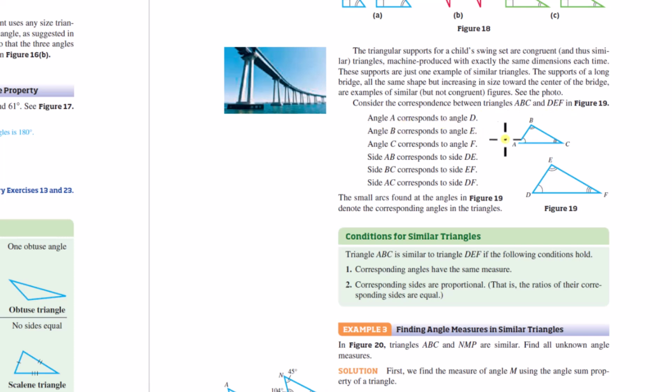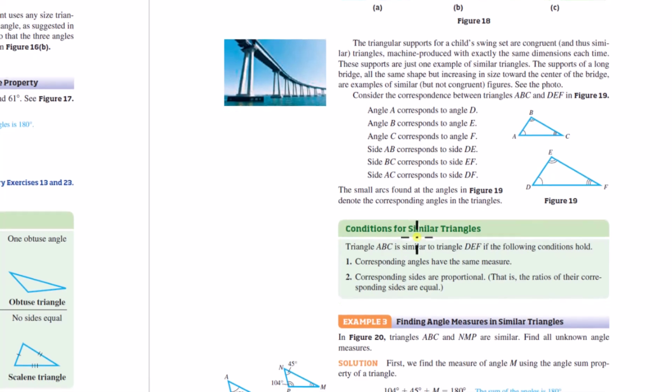So they just talk about how the corresponding angles are the same when it comes to similar triangles, right? B corresponds to E, those angles are the same. A corresponds to D, those angles are the same. C corresponds to F, those angles are the same. But all these angles are different though. It's not like B has to be equal to C or anything like that.